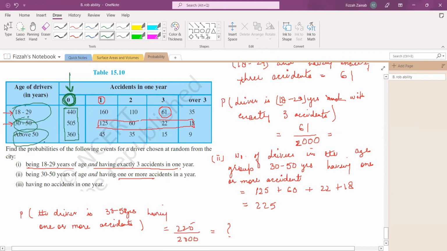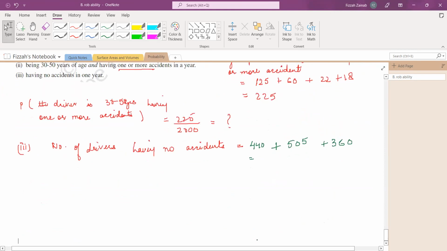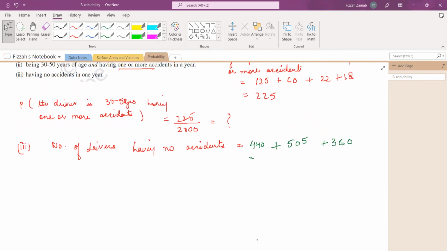So first of all, I'm going to add it. So this is going to give me the number of drivers having no accident. So write 440 plus 505 plus 360, right? So what will I get, Mridula? Tell me. Ma'am, 1305. Okay, 1305. Fine. So just find the probability.